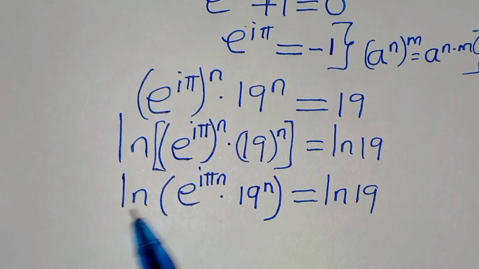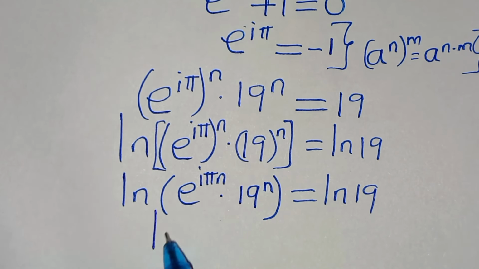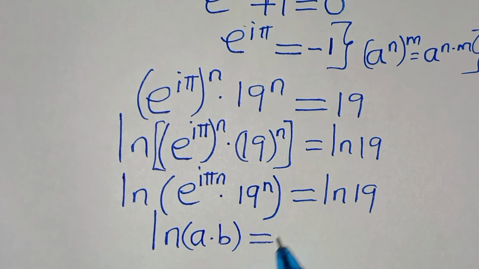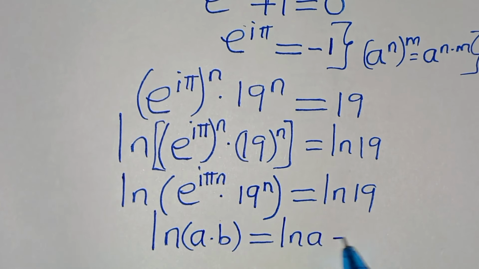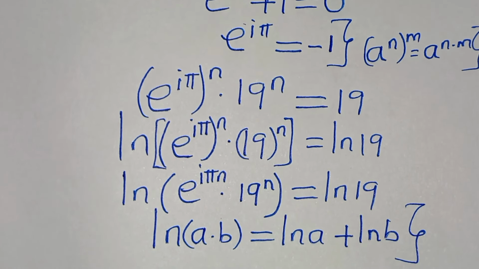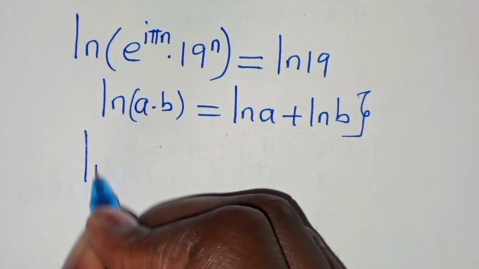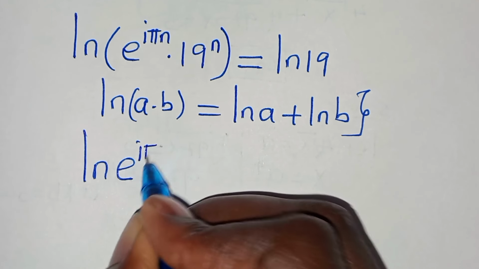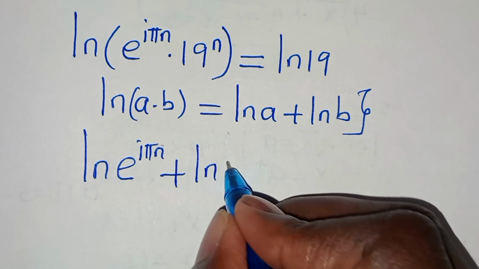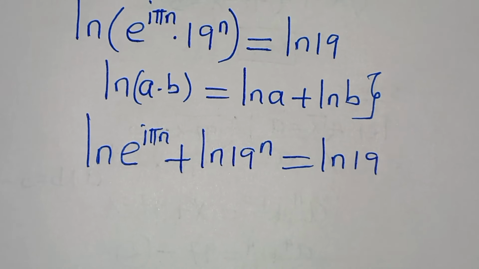The next step is that ln of e^(iπn) times 19^n is in the form of ln of a times b, which we can express as ln of a plus ln of b. So let's apply this property. Applying this property, here we have ln of e^(iπn), plus ln of 19^n, and this is equal to ln of 19.